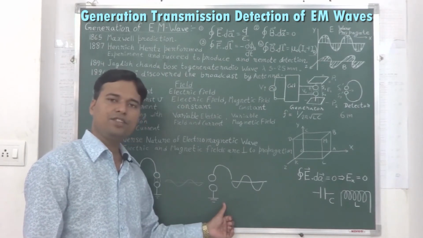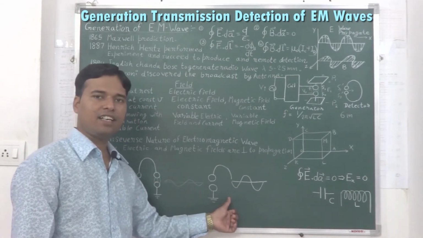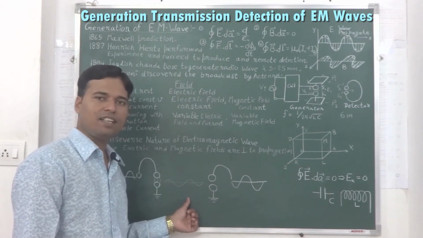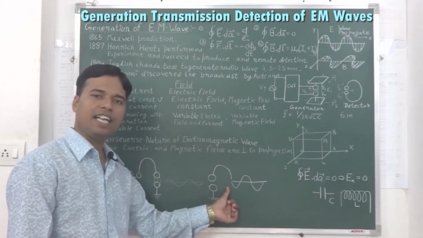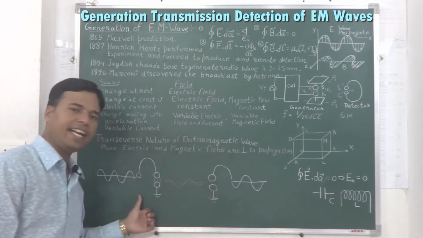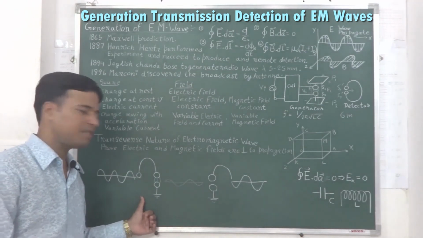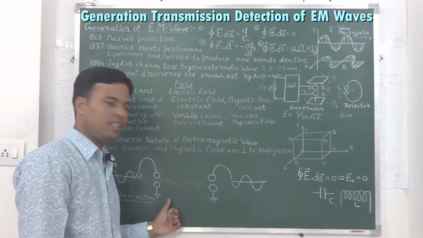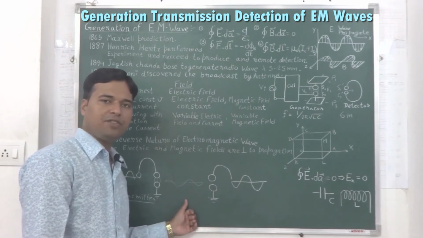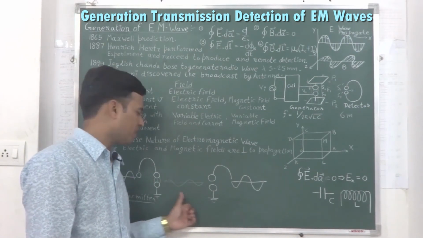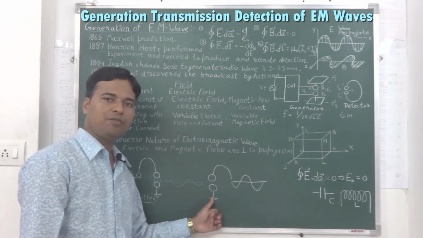We can use a similar antenna to get the signal and it will work like a receiver. This first antenna will work like a transmitter. This electromagnetic wave can travel from air or vacuum.